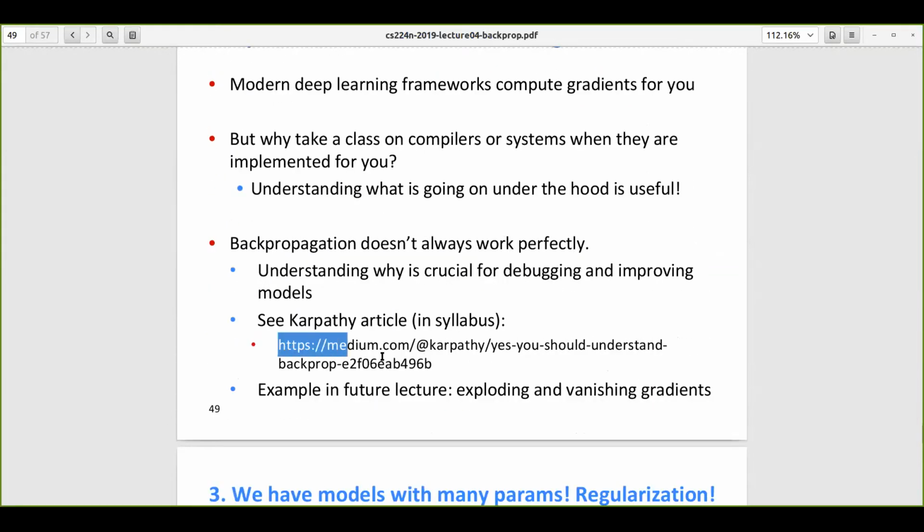So here is an article that was mentioned, which is by Karpathy. I'm yet to go through this.